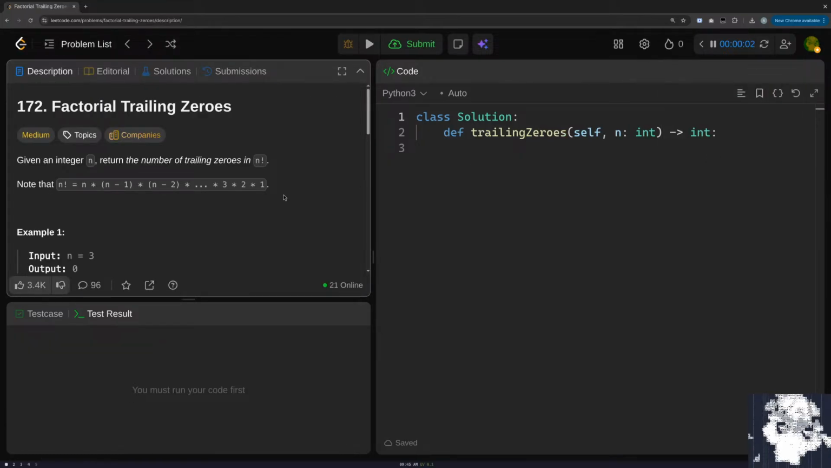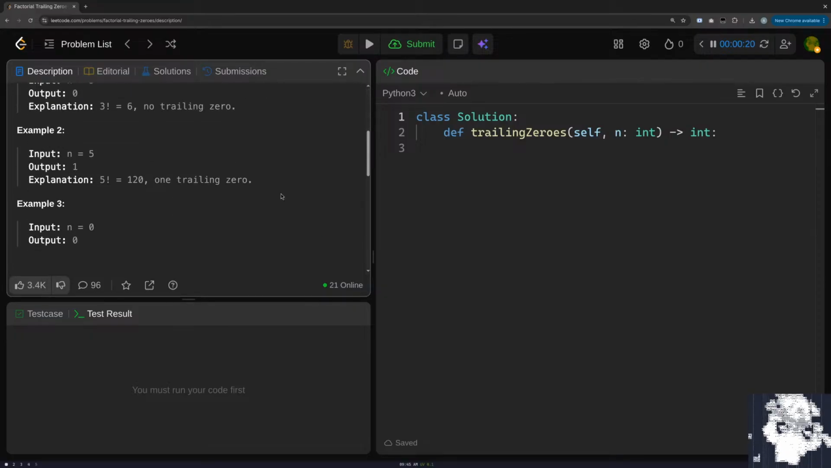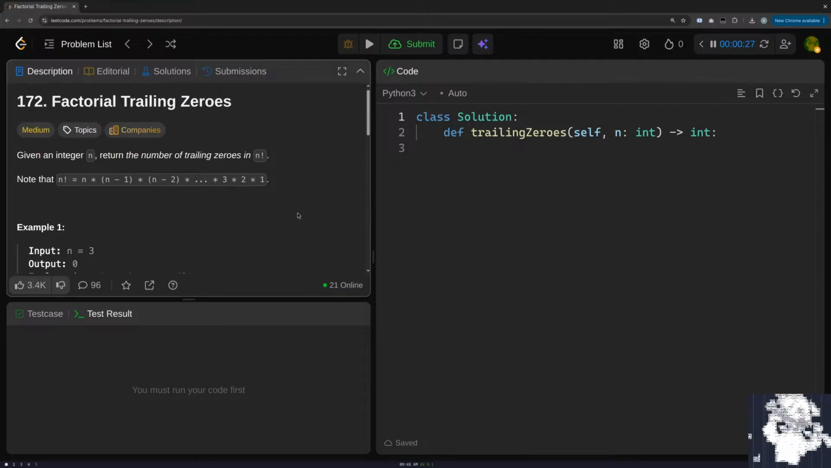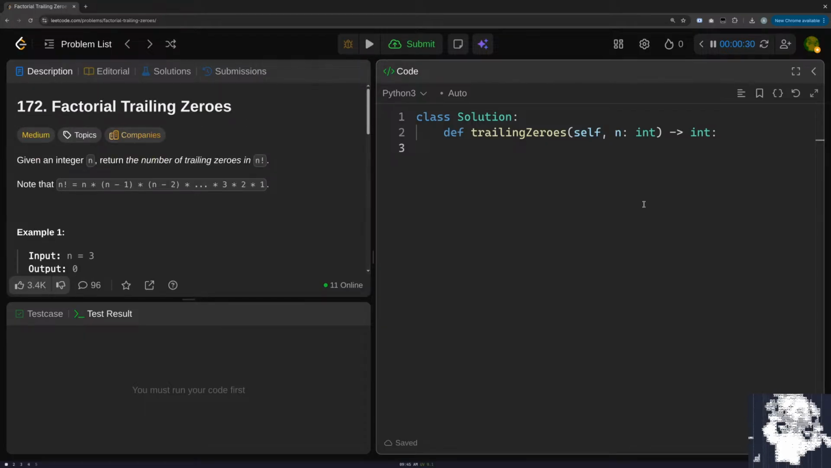Number 172, factorial trailing zeros. Medium. Given an integer n, return the number of trailing zeros in n factorial. Note that n factorial equals n times n minus 1 times n minus 2 times etc. times 3 times 2 times 1. Follow-up, could you write a solution that works in logarithmic time complexity? Alright, well why don't we start by doing something that works at all.